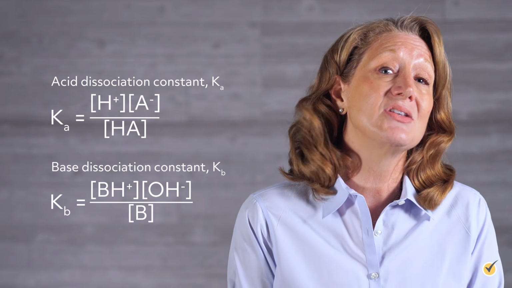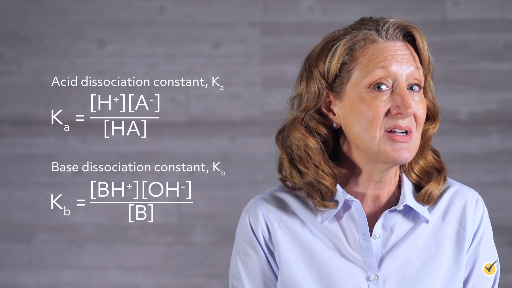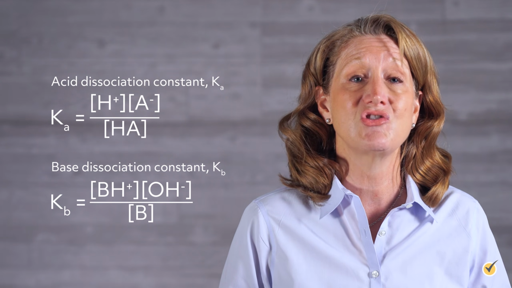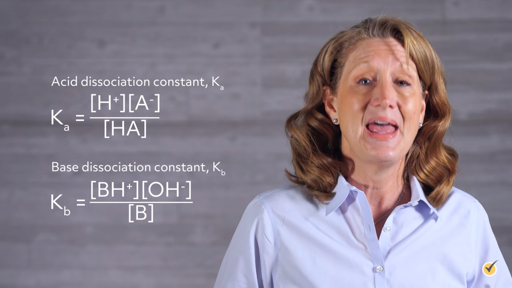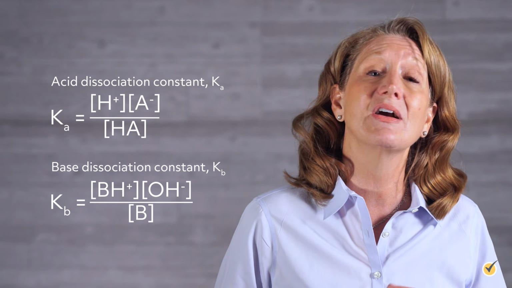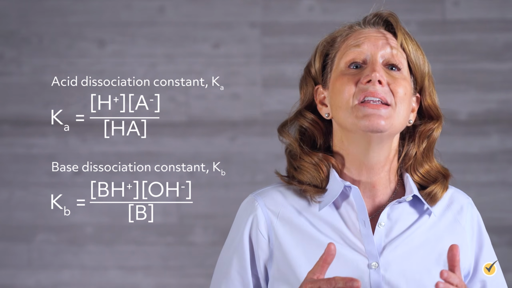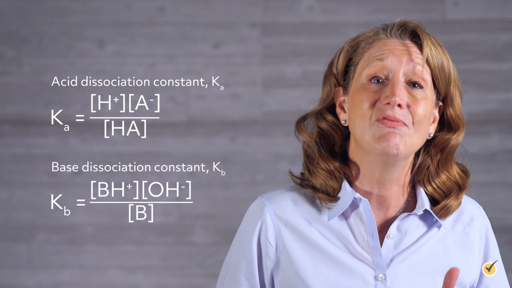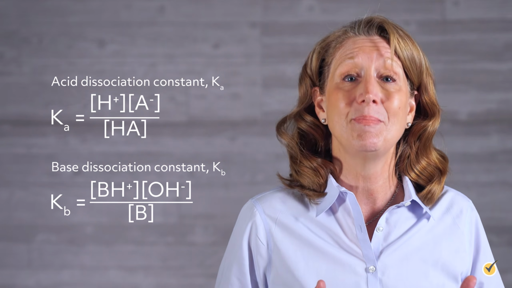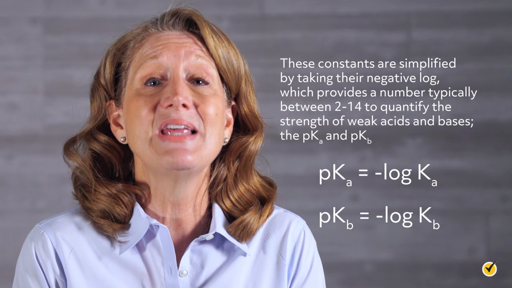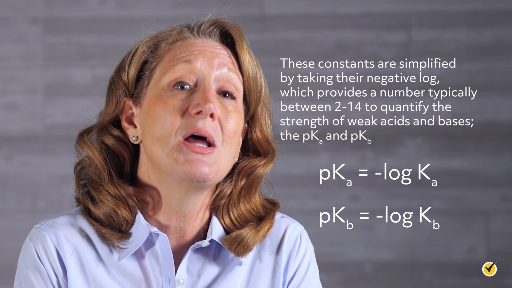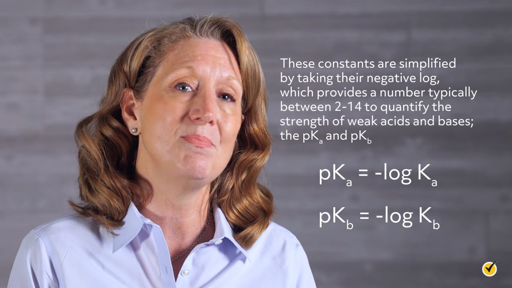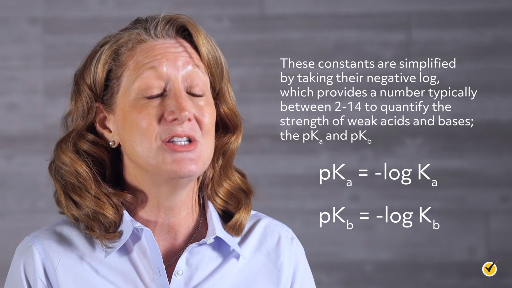Ka is equal to the concentration of H+ times the concentration of the conjugate base, A-, divided by the concentration of the acid, HA. Kb is equal to the concentration of the conjugate acid, BH+, times the concentration of the hydroxide ion, OH-, divided by the concentration of the base, B. These constants are simplified by taking their negative log, which provides a number typically between 2 to 14, to quantify the strength of the weak acids and bases, the pKa and pKb.